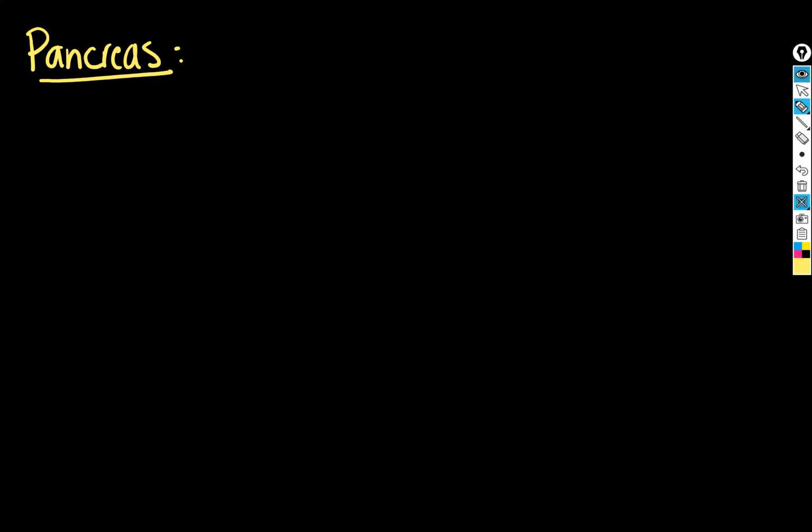Okay, so for pancreas, we have two overarching cell types, and those are going to be endocrine and exocrine cells, right?